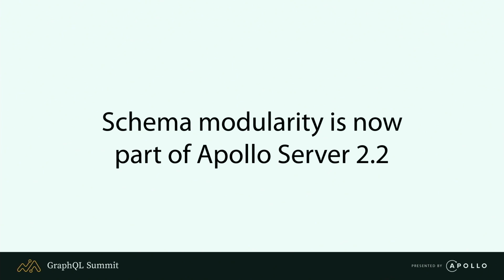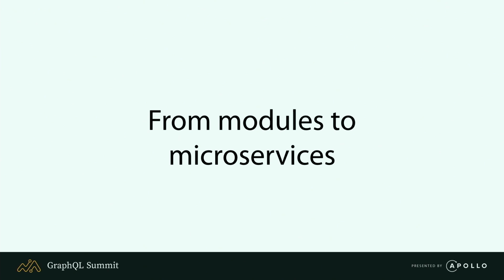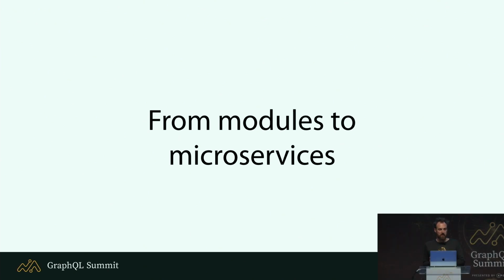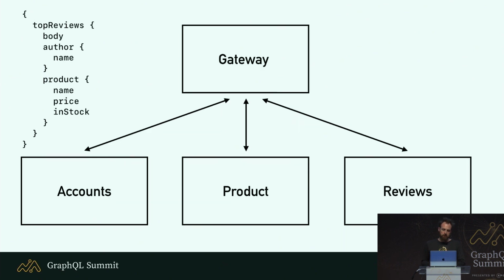But once you start breaking up your schema into modules, you quickly land on a need to not just run individual code modules and compose those together into a single Apollo server, but a need to actually run those modules as separate services, separate microservices. And all the reasons for using microservices also apply to GraphQL microservices. So independent development, independent deployment, separation of failure conditions. So how do you actually go from modules to microservices? Well, you need a gateway.